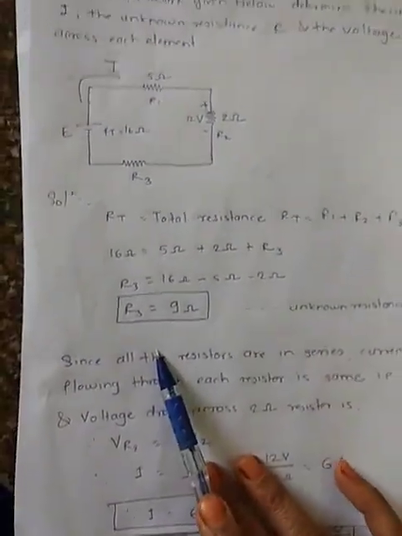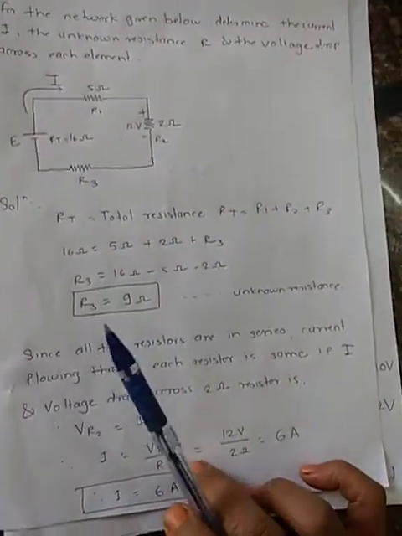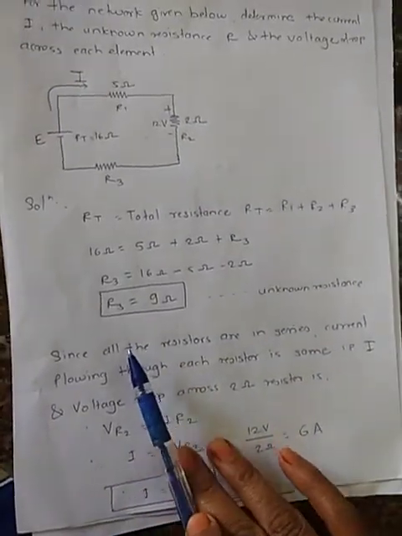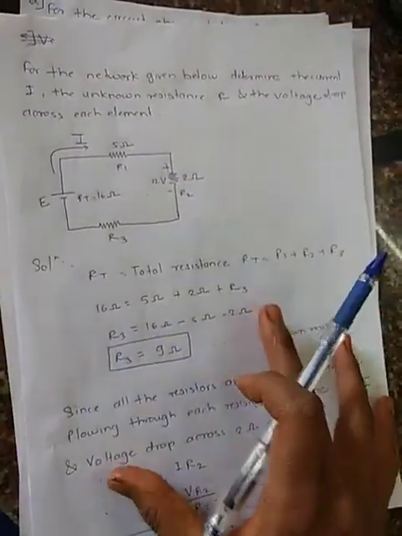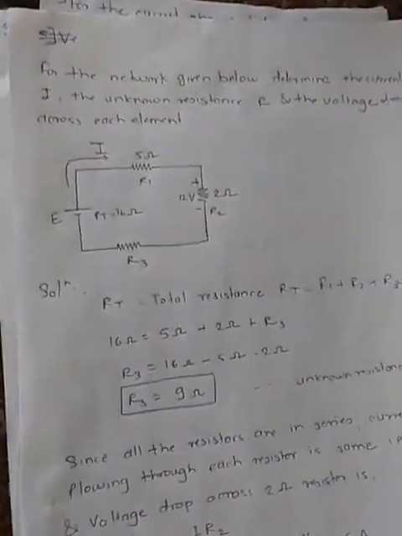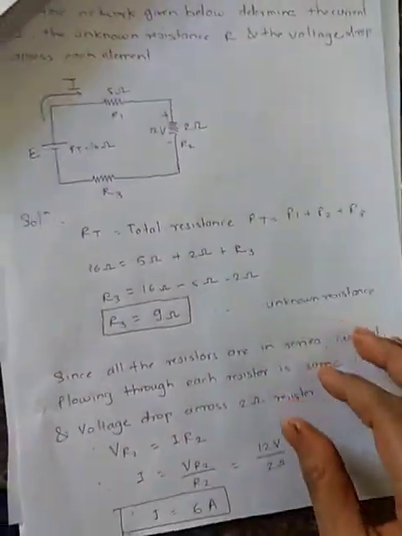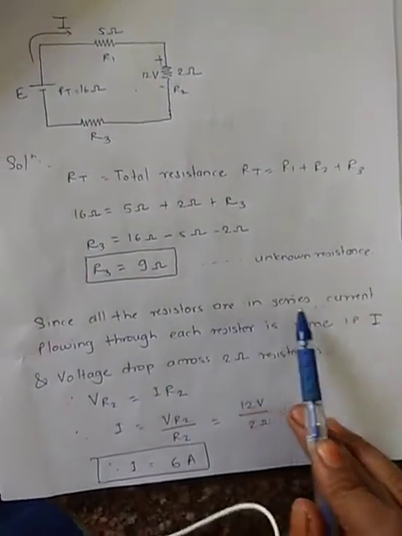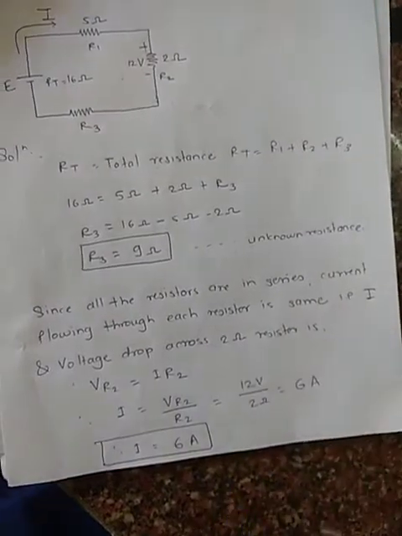Okay. Next we have to find out I, and also the voltage drop across each element. Since all the resistors are in series, the current flowing through each resistor is the same.